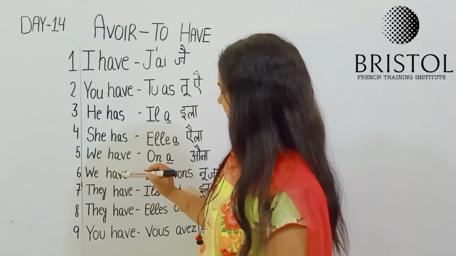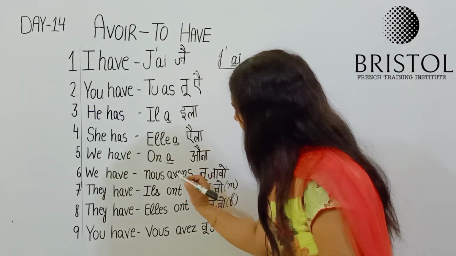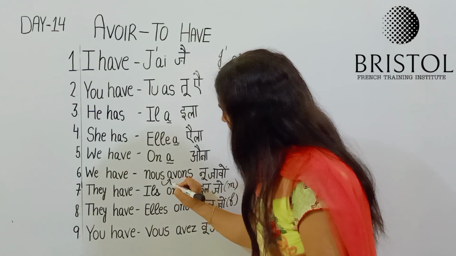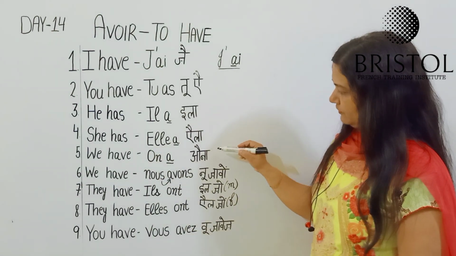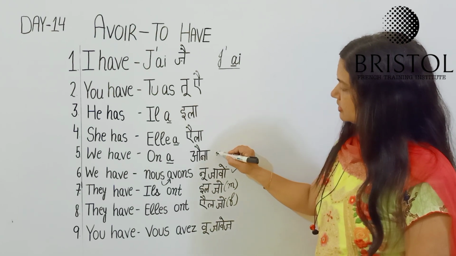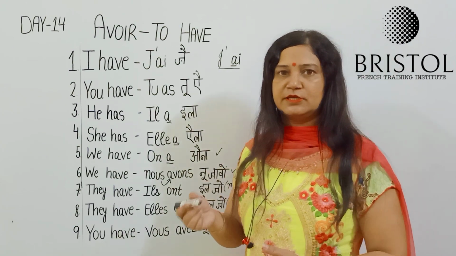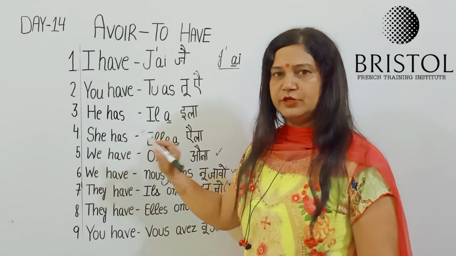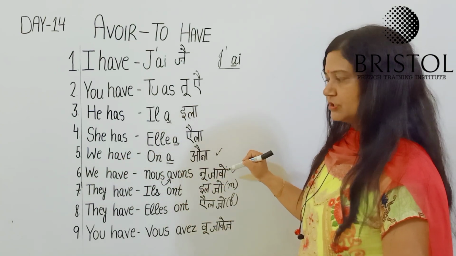Now we have. We means nous, have means avons. Here this consonant is linked with this vowel and it becomes nous avons. Now we have two ways to say we have: on a and nous avons. Actually, on a is used by native speakers. When they speak fluently, they use on a for we have. We can use either one of these two.